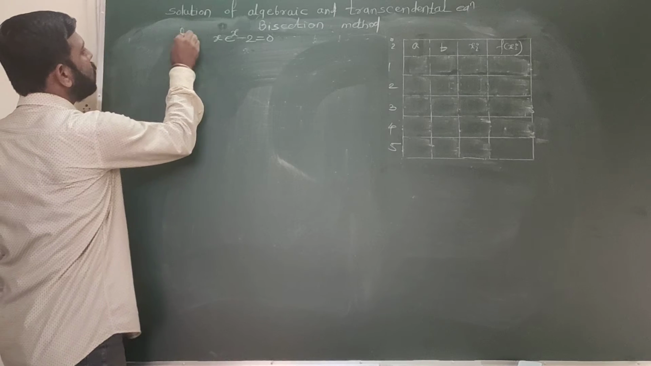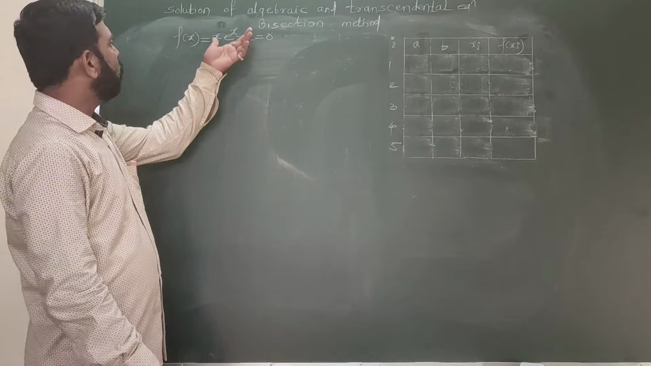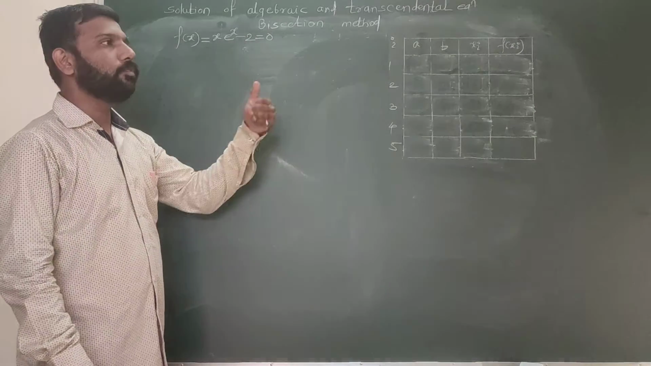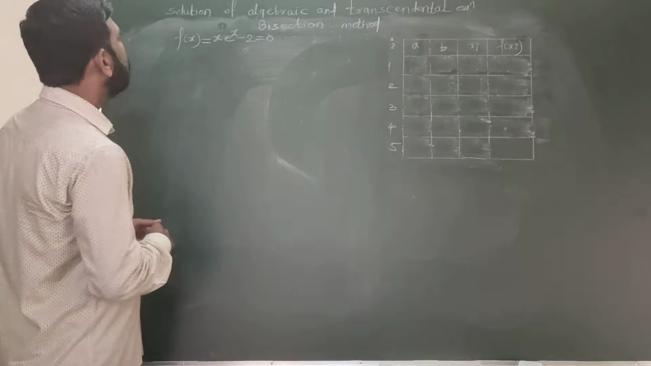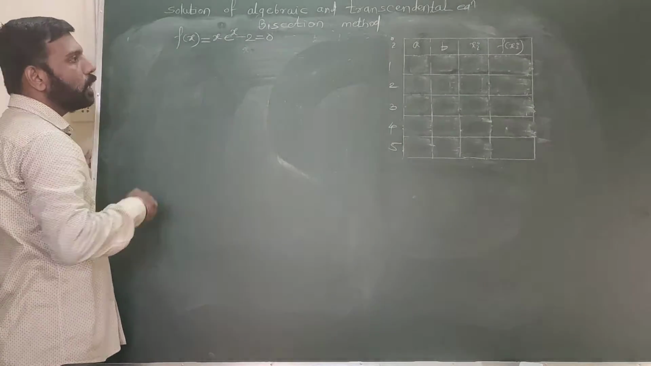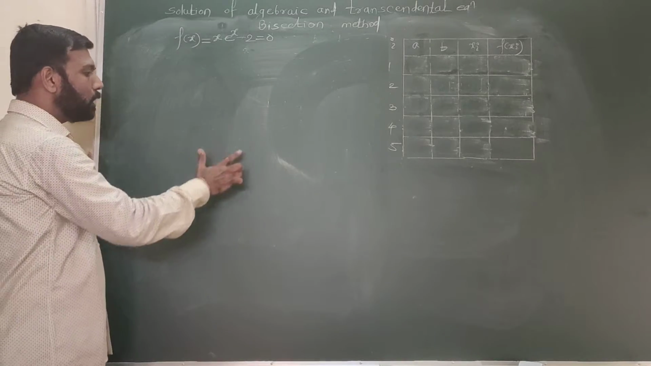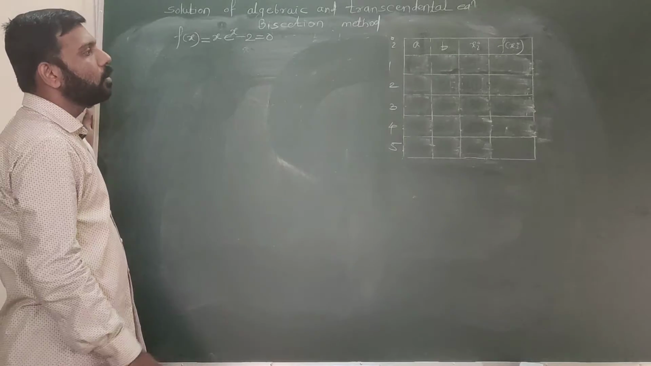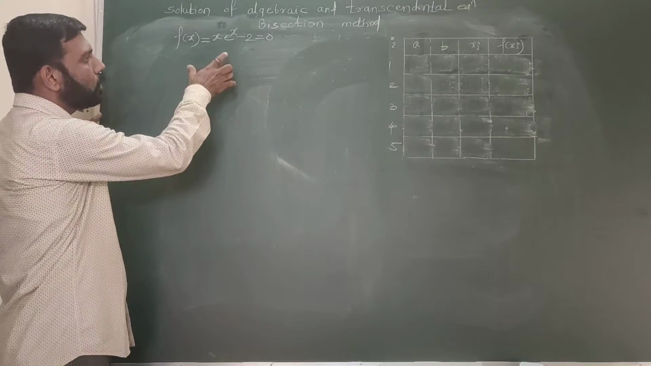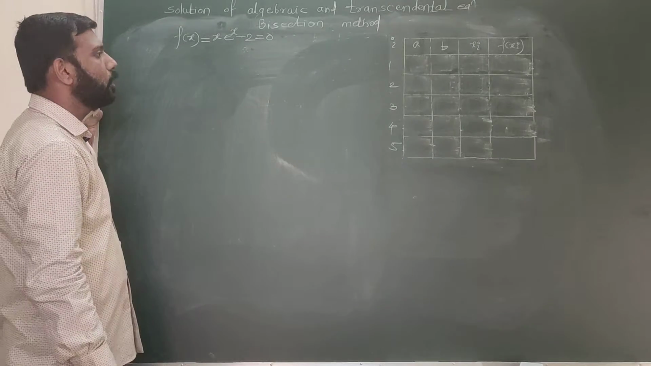Initially, represent this equation in the form of f of x. Write down all the terms on the left hand side, equal to 0. So this is the representation. Now we will find out the interval where our root lies. We are discussing this bisection method using a table format, which is the simple, understanding level.